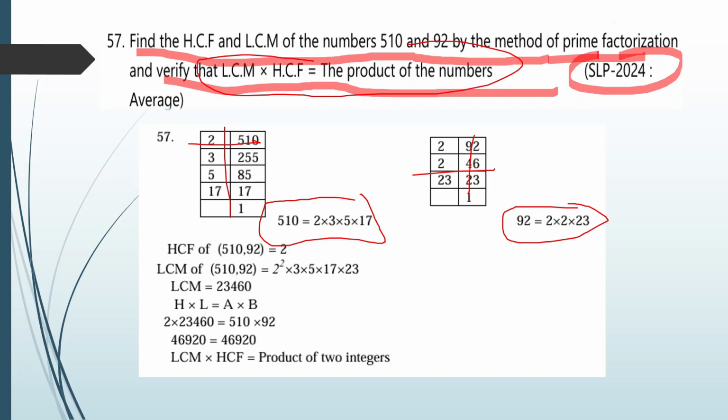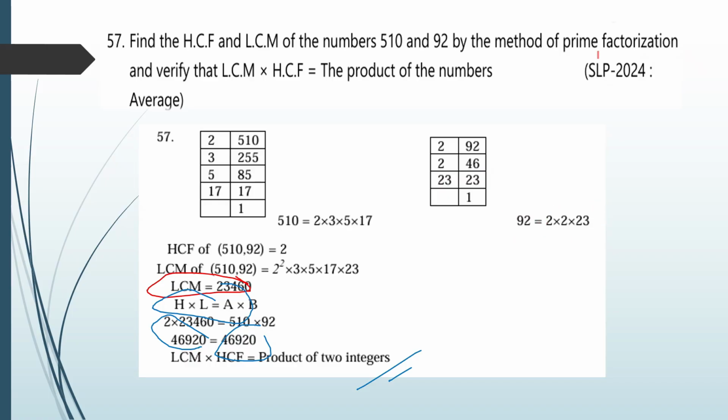Then you have to find the HCF. HCF means the factor should be common in both the numbers, that is 2. In the case of LCM, you should write all the factors, that is 2 square into 3 into 5 into 17 into 23. If you multiply, you will get LCM is equal to 23,460. By using the formula, HCF into LCM is equal to a into b. If you multiply, you will get the product as 46,920, which is the product of the integers. So this is regarding question number 57. Do the prime factorization method, then find the HCF and LCM and use the formula.